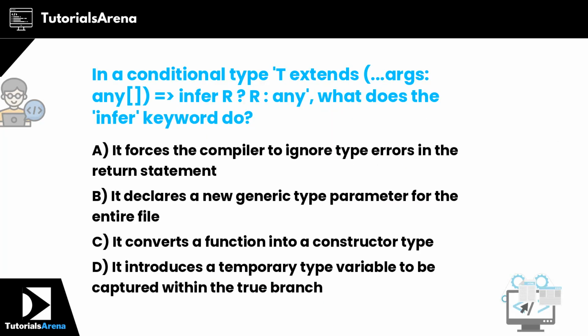In a conditional type, T extends (...args: any) => infer R ? R : any, what does the infer keyword do? The correct answer is option D. It introduces a temporary type variable to be captured within the true branch.